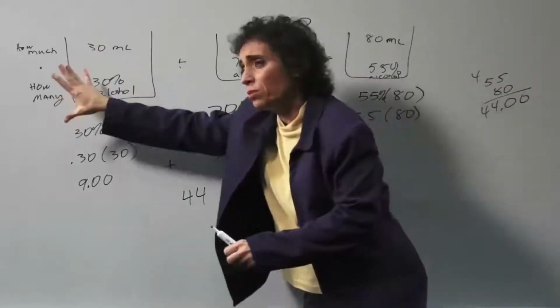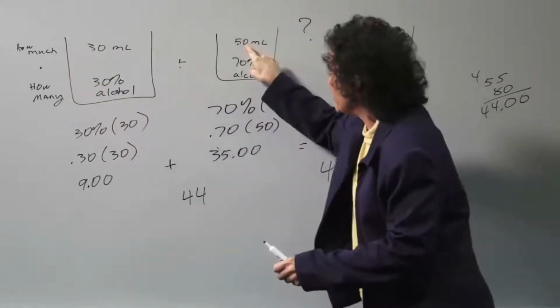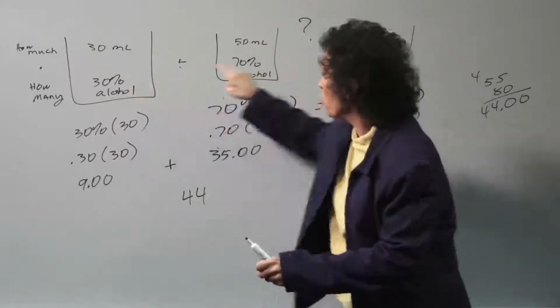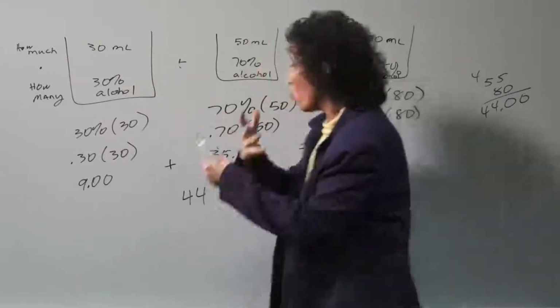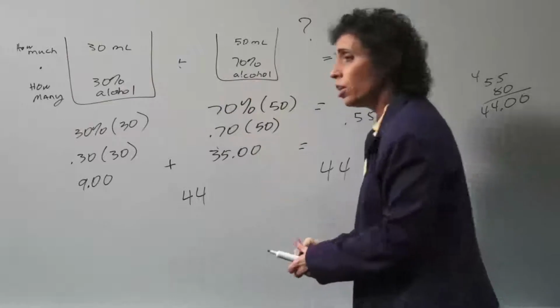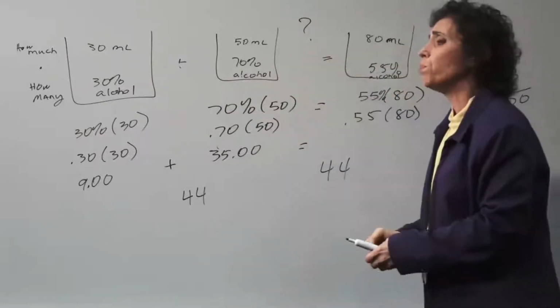This is truly a how much times how many problem. But this plus this has to equal this. Here the percent alcohols are going to dilute each other when they mix, if one's less than the other. So we're going to do some of these problems, and these are called mixture problems.